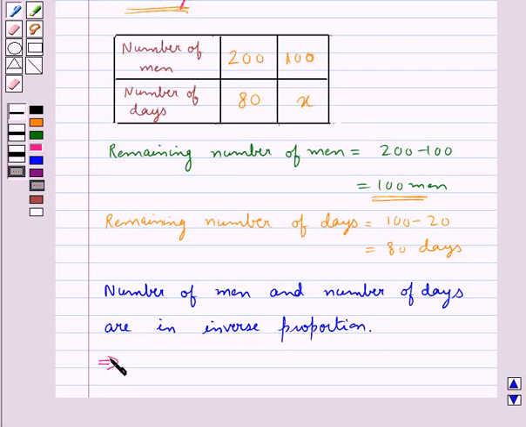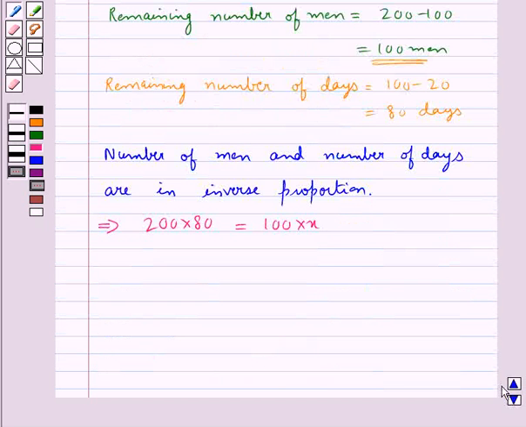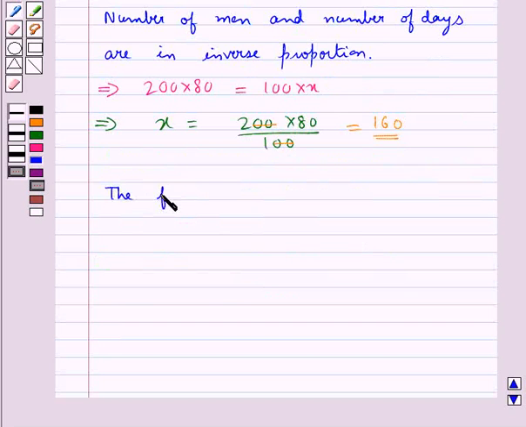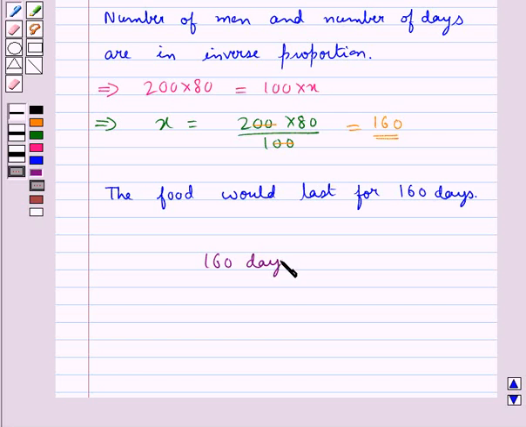So this would mean 200 into 80 is equal to 100 into x. That is, from here we get x is equal to 200 into 80 upon 100, which means this is equal to 160. Thus, the food would last for 160 days. So our final answer is 160 days.